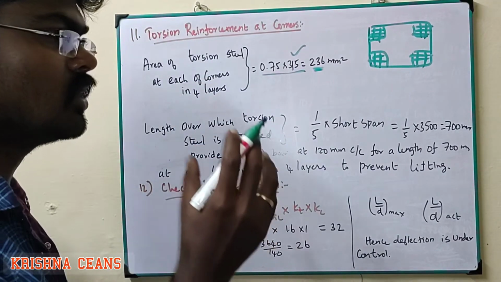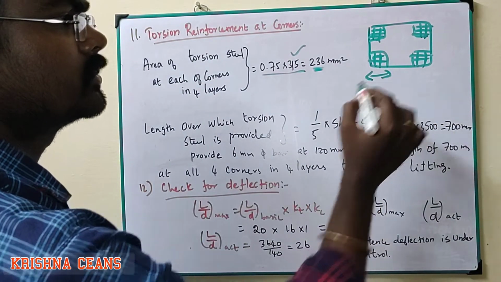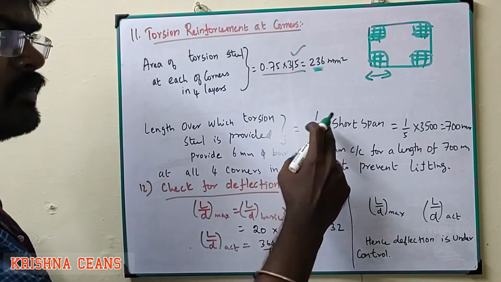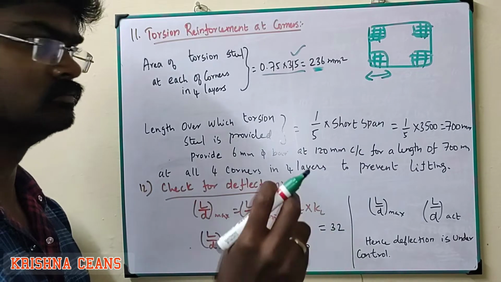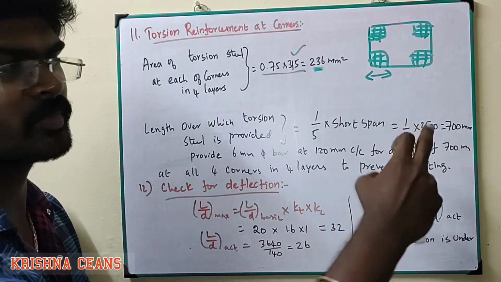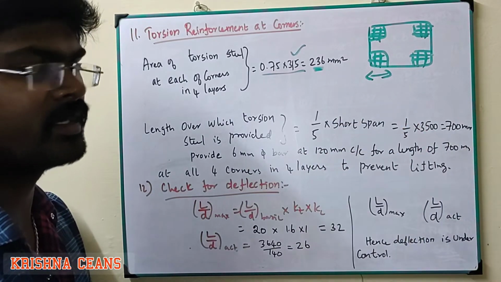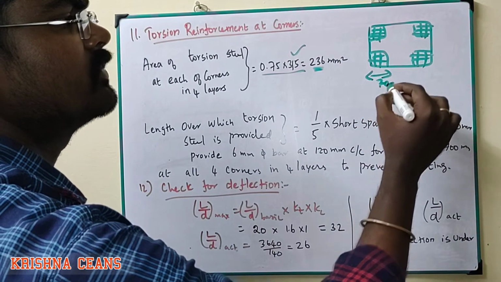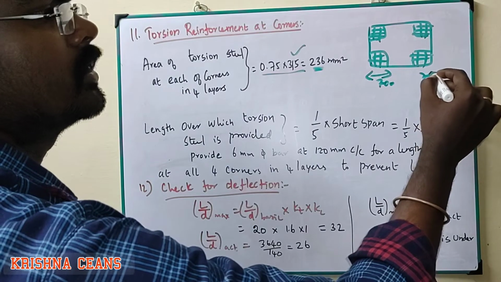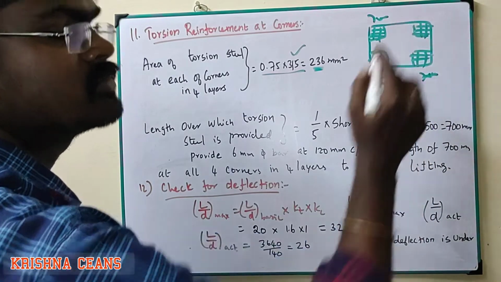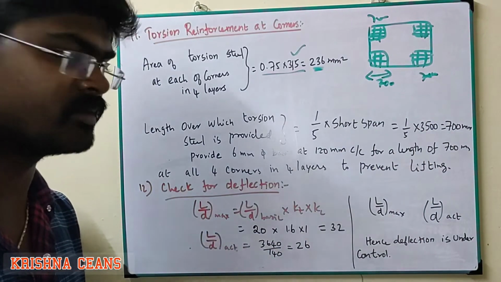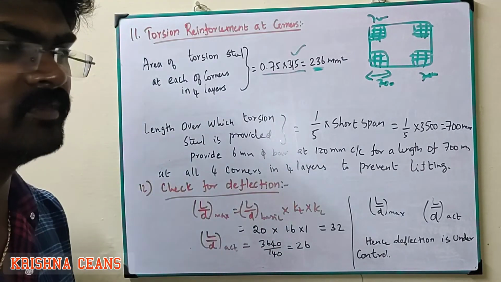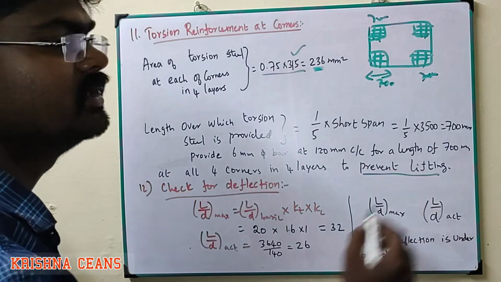So what is the length we need to calculate? The length over which torsion steel is provided is 1/5 of the shorter span. The shorter span is 3500, so 1/5 is equal to 700 mm. So the length of the torsion steel provided is 700 mm. Here also 700 mm, here also 700 mm. So at all the 4 corners we need to provide 700 mm length of that 236 mm square of steel, which prevents the lifting.